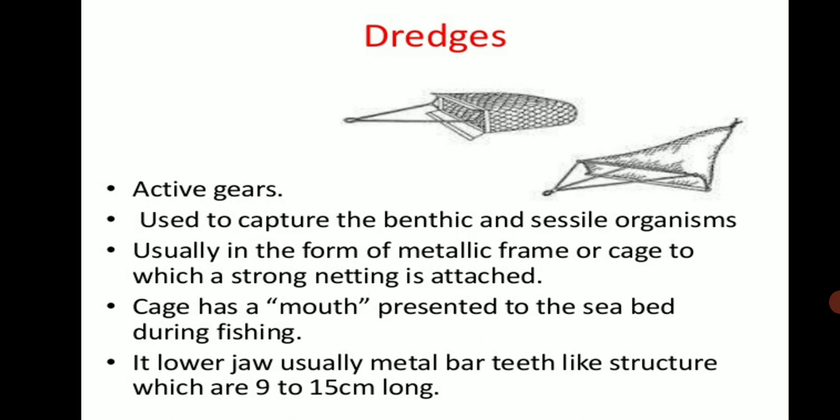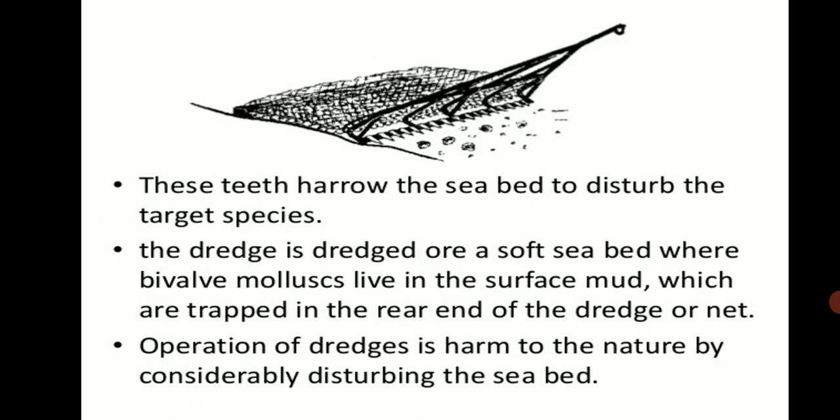Dredges. Active gears used to capture benthic and sessile organisms, usually in the form of a metallic frame or a cage to which strong netting is attached. The cage has a mouth that is pressed to the sea bed during fishing. It has a lower jaw, usually metal bar teeth-like structures, which are 9 to 15 cm long. These teeth rake the seabed and disturb the target species.